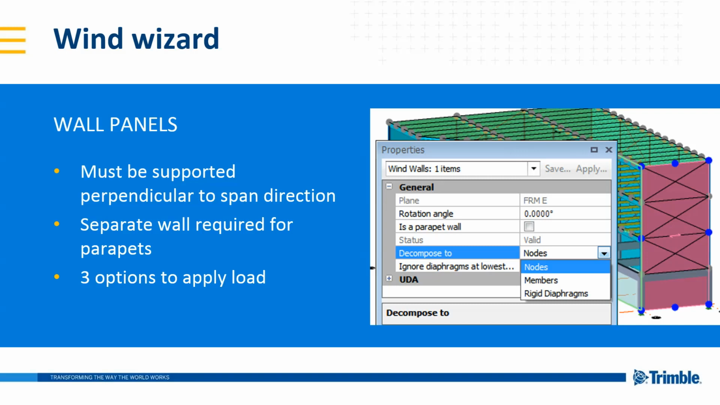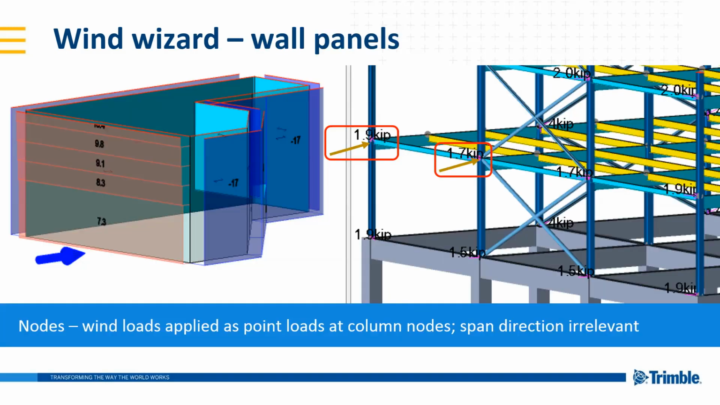Now there are three options for how the wind panel will ultimately apply the wind loads to the building, and these are decomposed to nodes, members, or rigid diaphragms. The nodes option will apply the wind loads as point loads at the column nodes. These point values are numerically the same regardless of the span direction of the wall. Therefore, the span really is irrelevant for the distribution option of nodes.